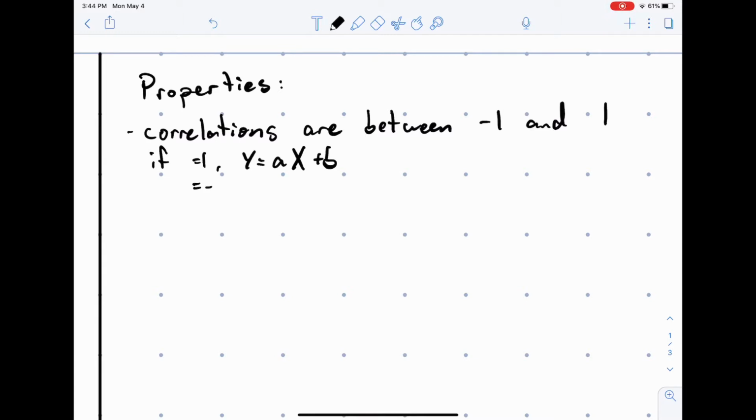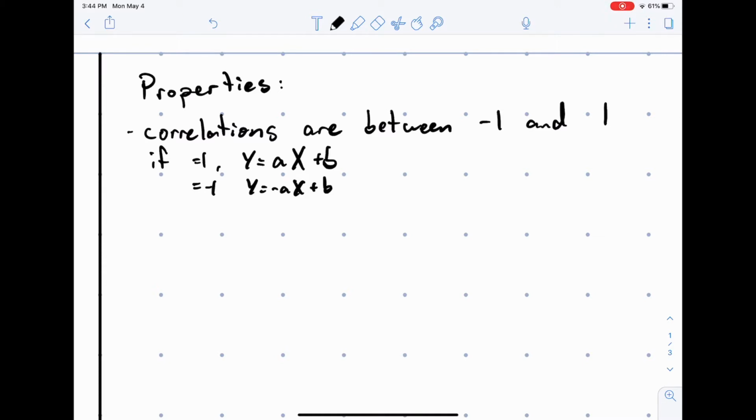And if it equals -1, then you can write y equals -ax plus b for some positive value of a, which becomes negative with the sign, plus b. And that's the only way you can get correlations of 1 or -1. If it's 0, it means it's uncorrelated.